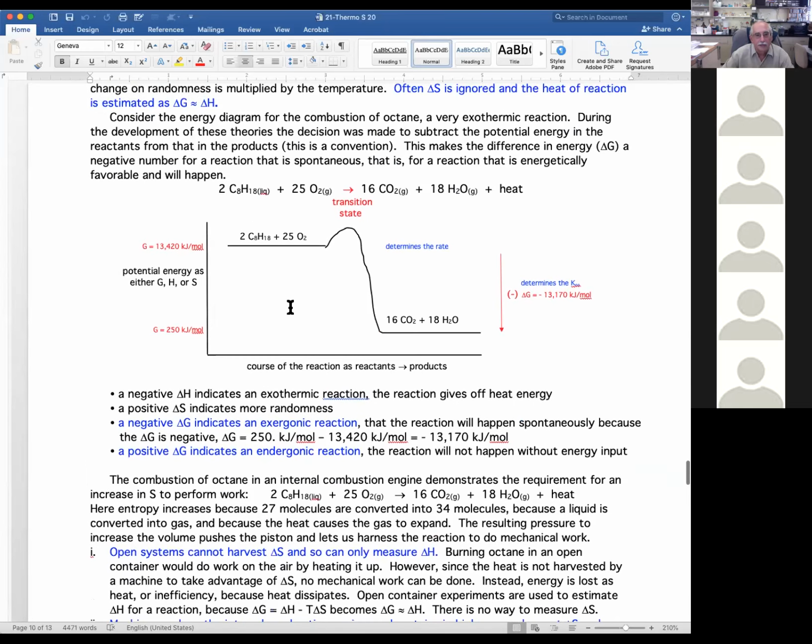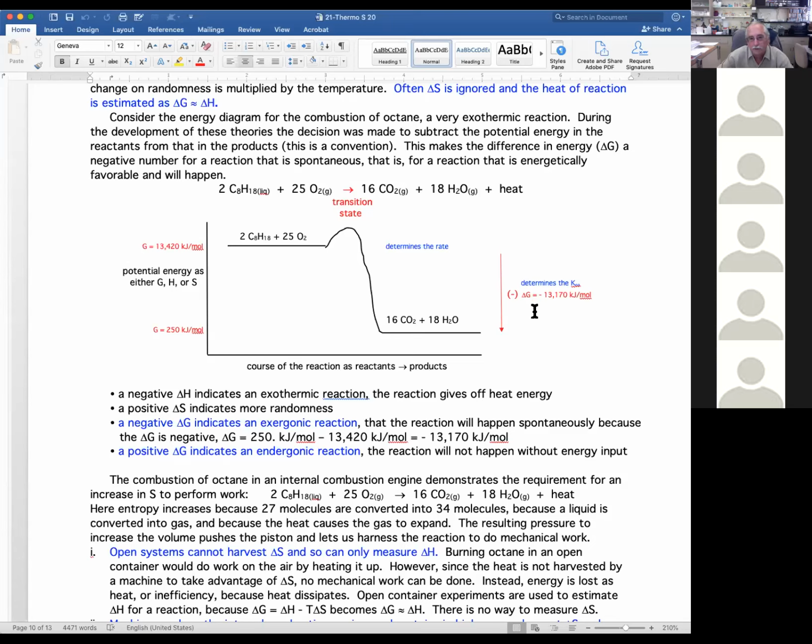So now here's an example. Octane being burned in oxygen to produce CO2 and water and heat. Octane is a minor component of gasoline. Here's the actual number. That's the G for 2 molecules of this and 25 molecules of that. Here's the G for 16 molecules of that and 18 molecules of that. If you do the subtraction, you take this and subtract this, because that was what they decided to do. The difference right here is negative 13,000 kilojoules per mole.